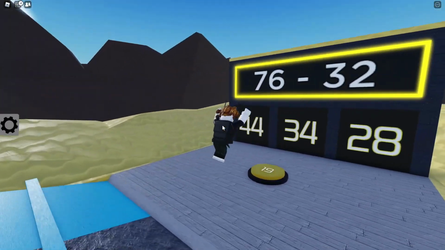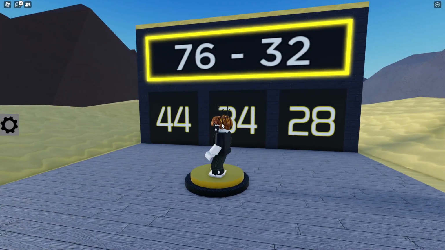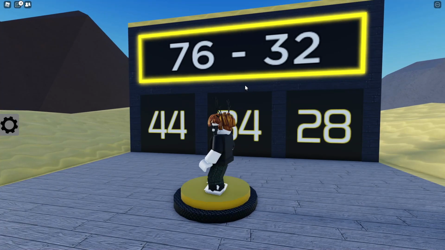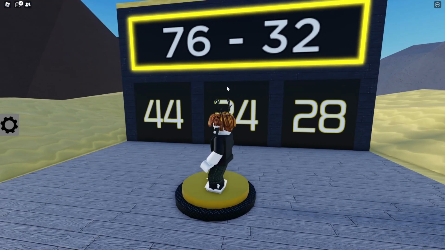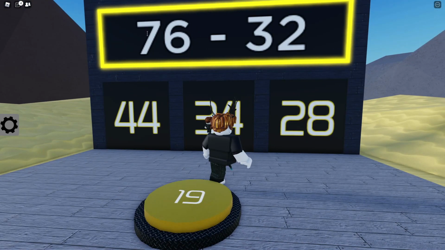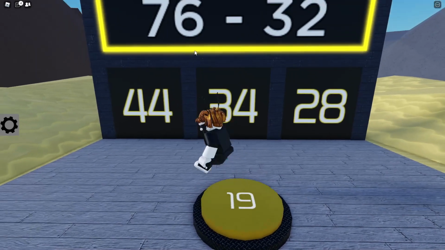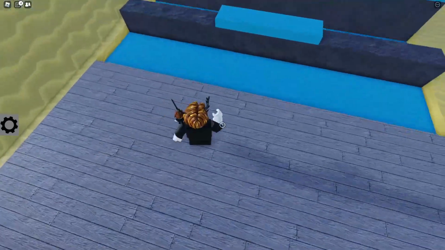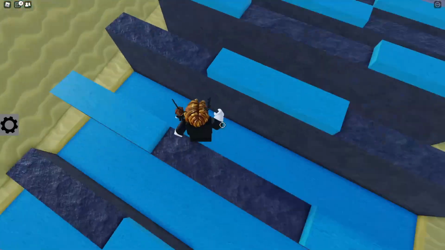Anyways, jump over these. They're starting to get a little bit more difficult, but not quite to my liking. Okay, 76 minus 32. So we got big answers here. If it was 80 minus 30, then it would probably be around 50. So I'm going to say 44. Yes. And that's how you do multiple choice questions.